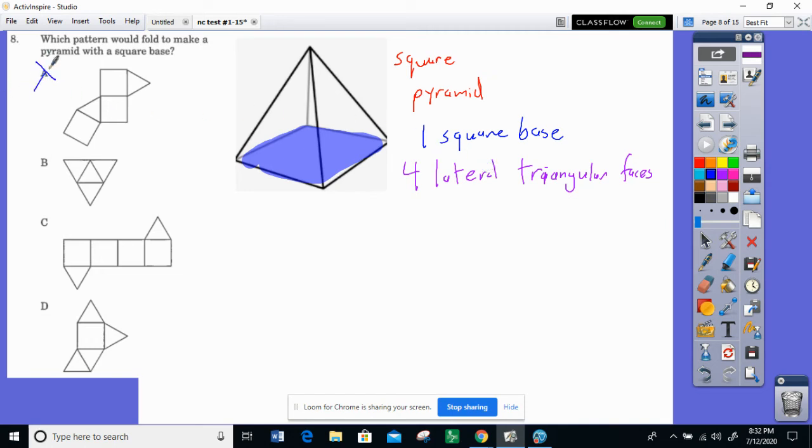So that's not A because there's 3 squares. That's not B because there are no squares. That's not C because there's 4 squares. So without doing too much work here on this one, just identifying what shape the base is and identifying what shape the lateral faces are, we've got the answer.